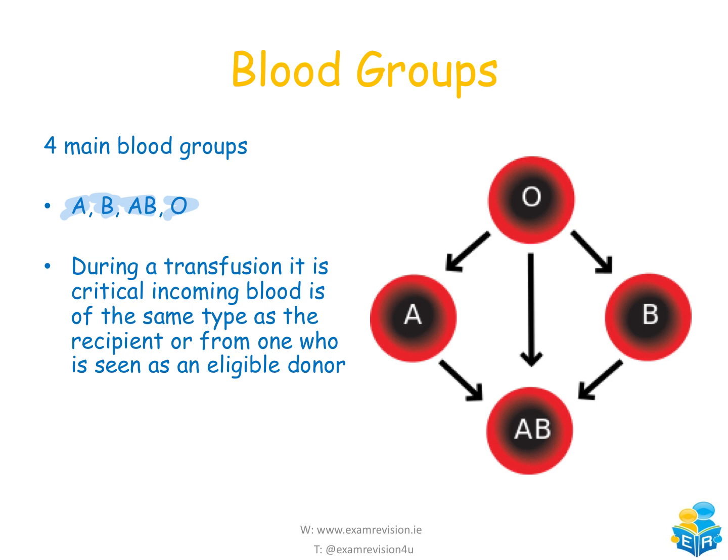So during a transfusion, this is when one person is given blood from another person. During a transfusion, it is critical that the incoming blood is of the same type as the recipient or from one who is seen as an eligible donor.